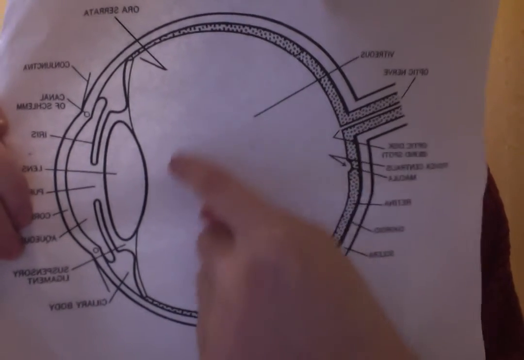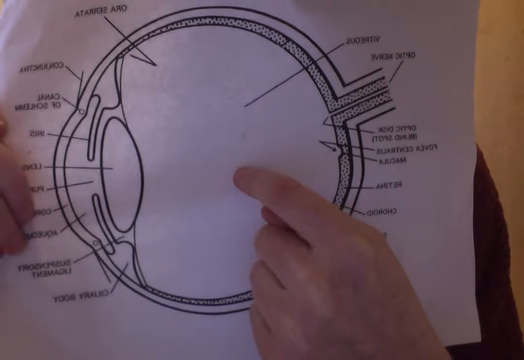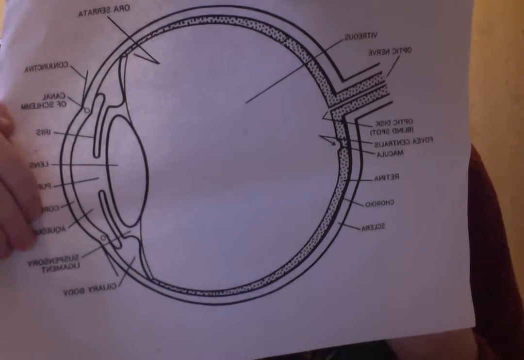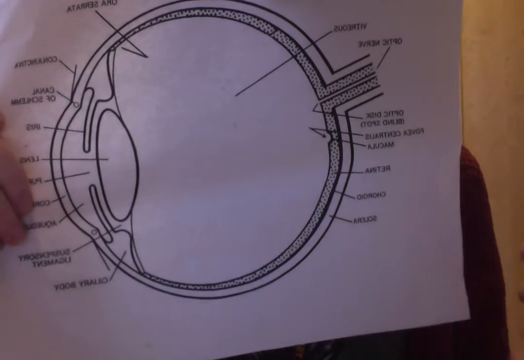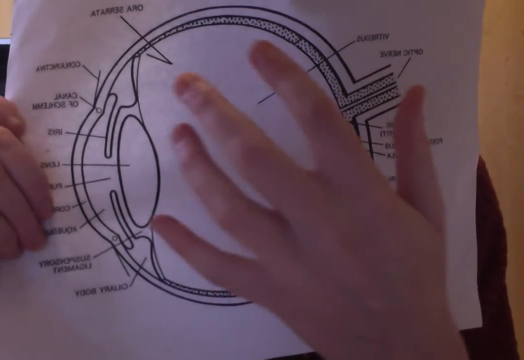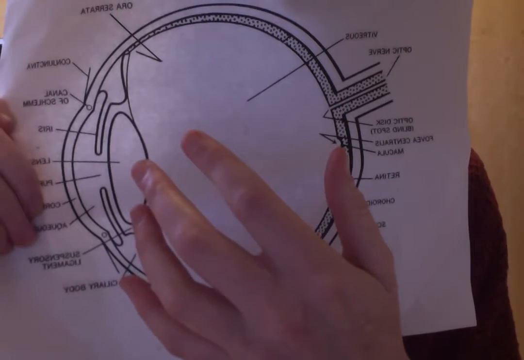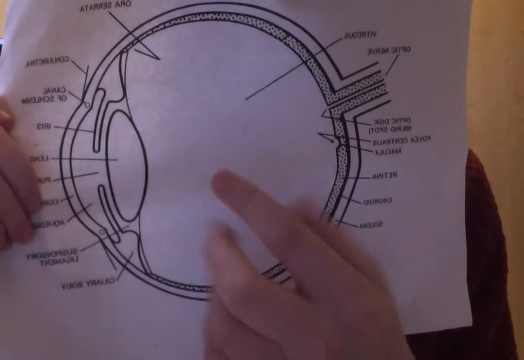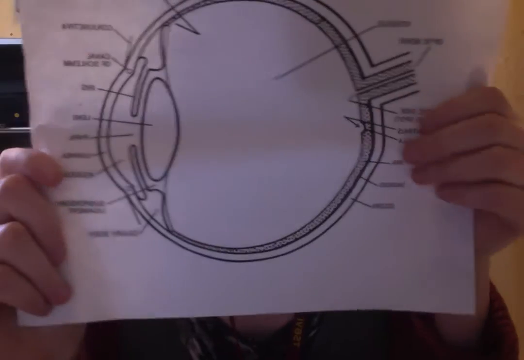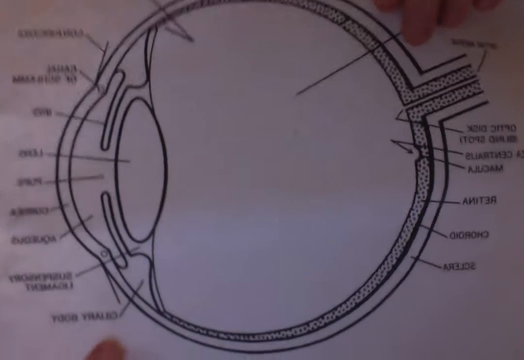Okay, and now here we have this big white area, and this is the vitreous humor. The vitreous humor is this clear jelly-like substance, and it's what fills the back of the eye here behind the lens. Alright, so that's everything here in the back. Now we're going to move on to the front of the eye. Okay, so let's hold this here, we can see.